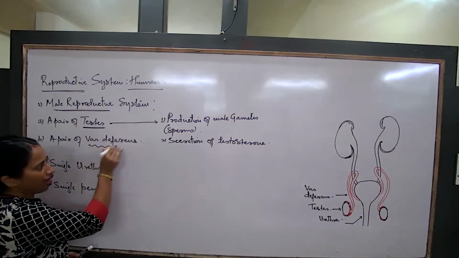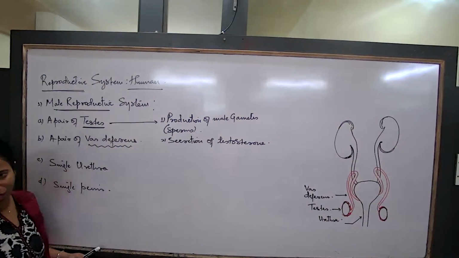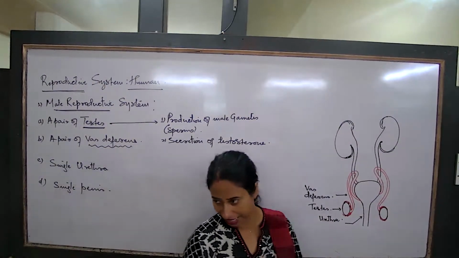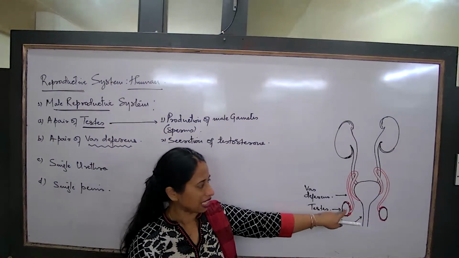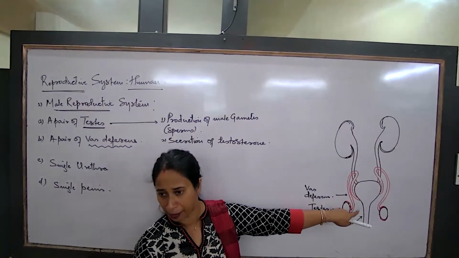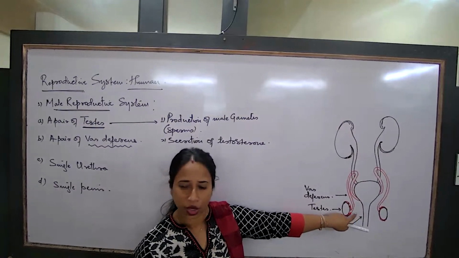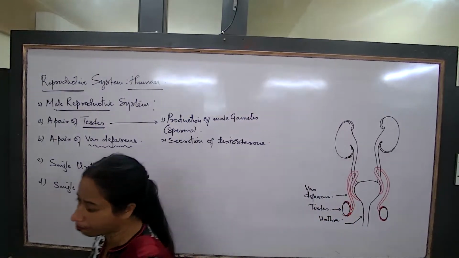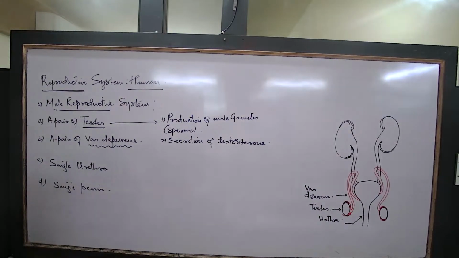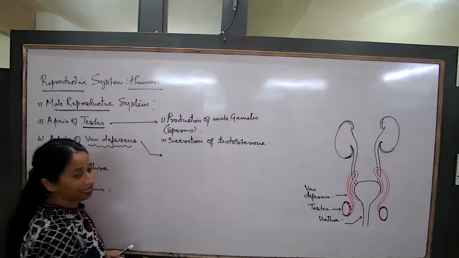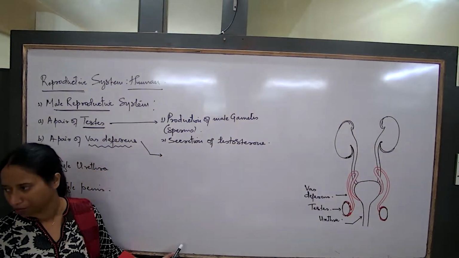What about the vas deferens? What is the location of the vas deferens? Which parts of the system does the vas deferens connect? Vas deferens is connecting the testis with the urethra. Yes or no? Check the diagram. Urethra already you know, the bladder and the urethra. These are parts of the excretory system. The function of the vas deferens is that it helps in the conduction, passage of the sperms.